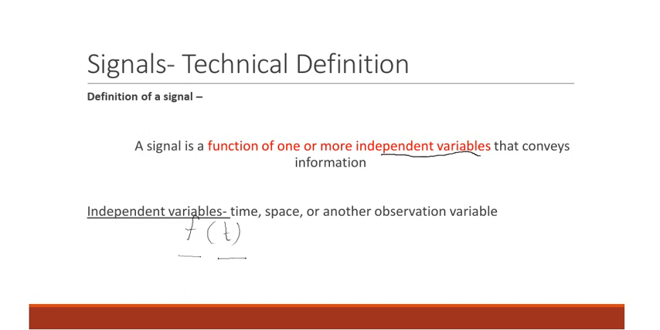If I say a signal s is a function of two independent variables x and y, here x and y indicate independent variables, s is the dependent variable. So s is the signal which is a function of independent variables x and y. So this is how we represent the signals, and hence the definition of the signal includes the words one or more independent variables. We represent signals with these independent variables.